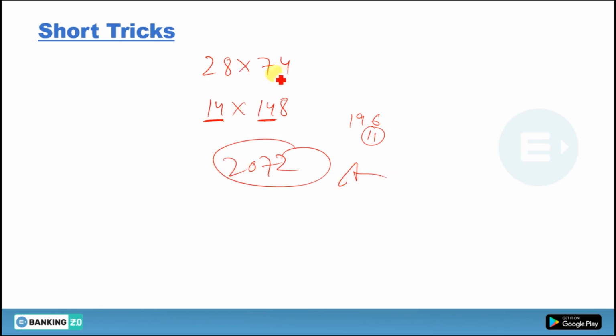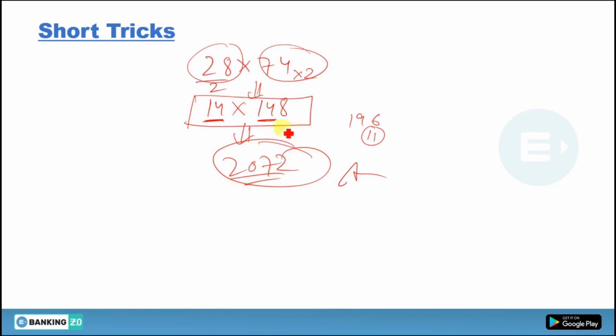So by using this trick, what you have done here, you just divided 28 by 2 and multiplied 74 by 2. So your question converted to 14 into 148, and clearly you can easily multiply this by 14. So you're getting 2072, and 2072 is the right answer. So I'm just giving you some homework.